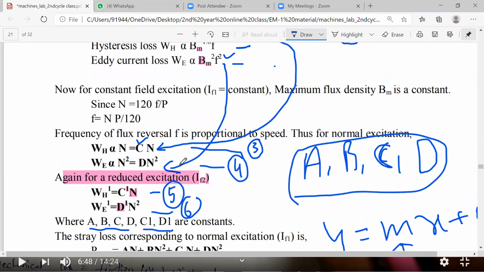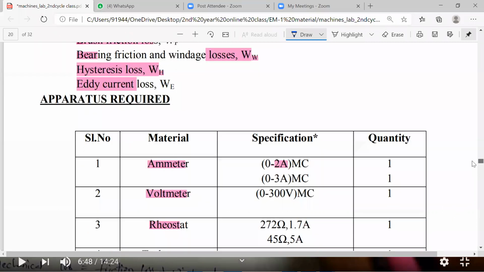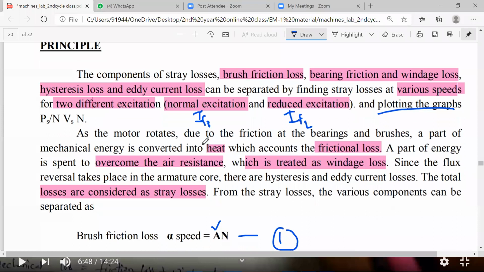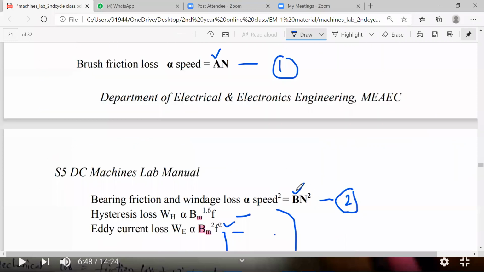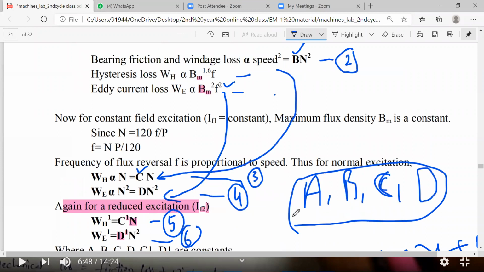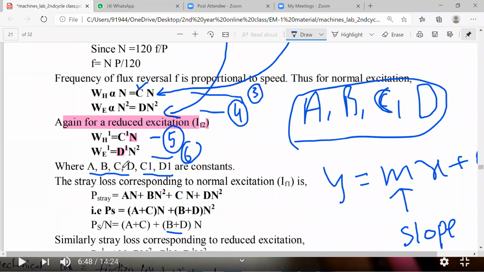Because for the first 2 equations, there is no flux density. No flux density means the brush contact loss and brush frictional losses do not depend upon excitation. Therefore, this is constant and does not change. In this case also, B n square does not change, so this is also constant. Equations 1 and 2 are constant, 3 and 4 change, and we obtain new equations 5 and 6. So we have a total of 6 unknowns: A, B, C, D, C dash and D dash at a reduced value of excitation.